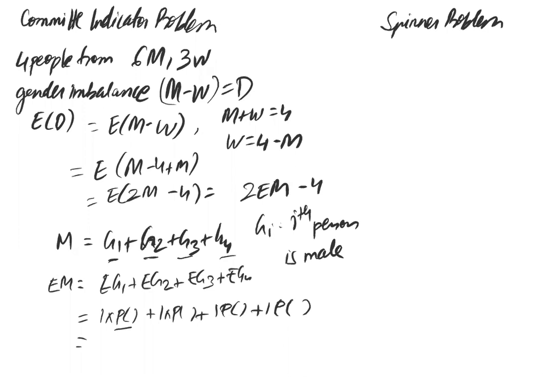And you can fill this up. I'm just going to write it down as it is. What is the probability that G1 is equal to 1? So here I'll just write down G1 is equal to 1. This would be G2 equal to 1, G3 equal to 1, and G4 equal to 1.